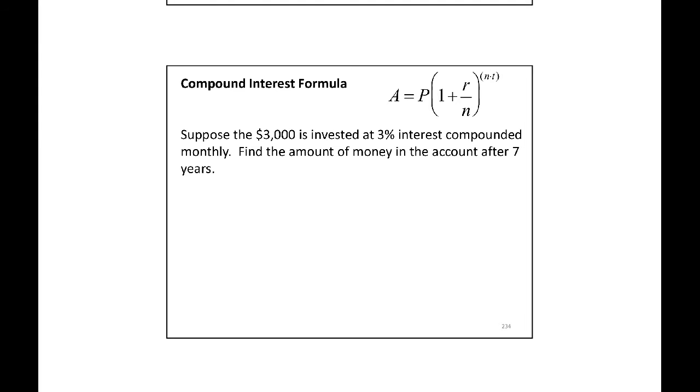Well, let's first identify the information we have. We're investing $3,000, so this is P, the principal amount. That's what principal is, the amount that is invested, where A is the future value, how much it's worth at the end. We have 3% interest, which means that R equals 0.03, writing that as a decimal. Compounded monthly tells us that N equals 12. And the amount of money after 7 years tells us that T equals 7.